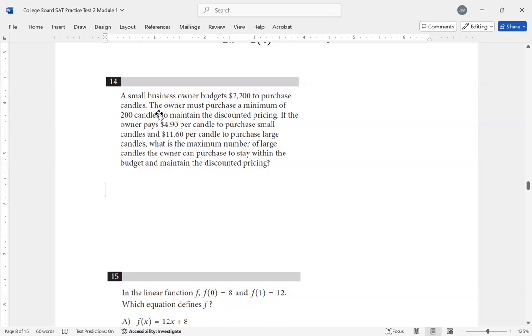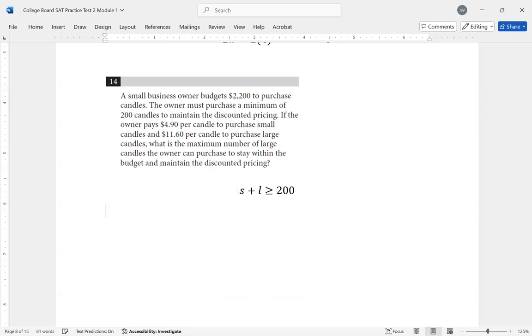So to maintain the pricing, the owner must purchase 200 candles. I will write S as the amount of small candles and L as the amount of large candles. So S plus L needs to be at least 200. It could go over 200, but it's got to be at least 200.